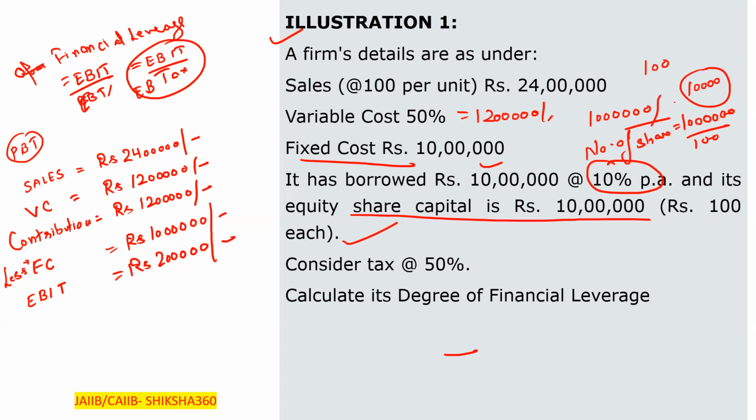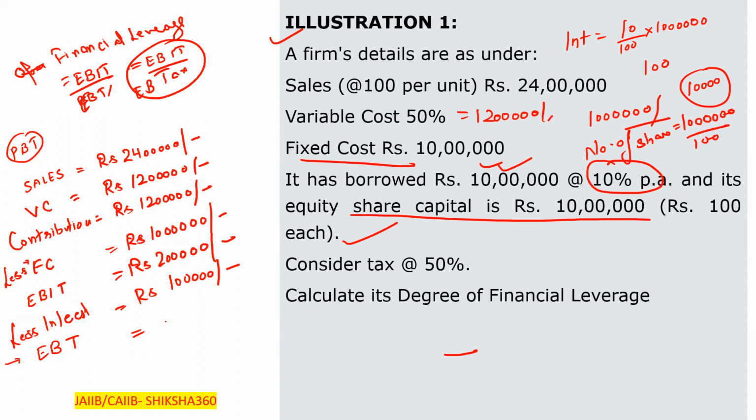So if earning before interest and tax is 2 lakh, how much interest do they have to pay? First of all, we have to calculate the interest. They borrowed rupees 10 lakh at the rate of 10% per annum, so interest is 10% of 10 lakh, which is rupees 1 lakh. Less interest, rupees 1 lakh. If we subtract the interest, what is left is earning before tax, that is 2 lakh minus 1 lakh, rupees 1 lakh.